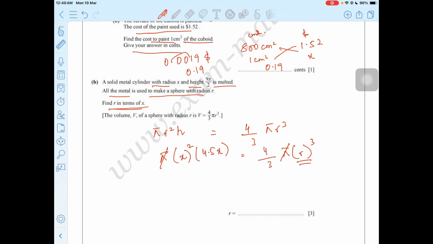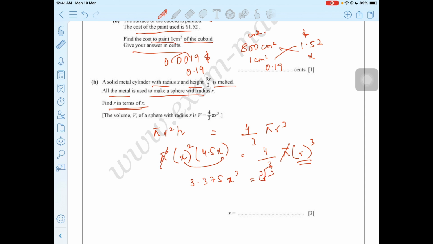Right? And this would be 4.5 times 3, which would be 13.5 x cubed. This 3 is multiplied and 4 is divided. Okay, so this would be 3.375 x cubed, because these x are multiplied, and then we get our answer as r cubed.